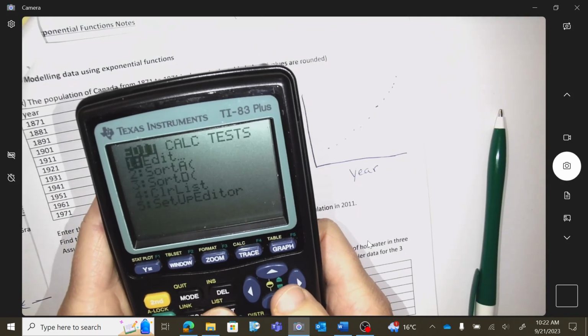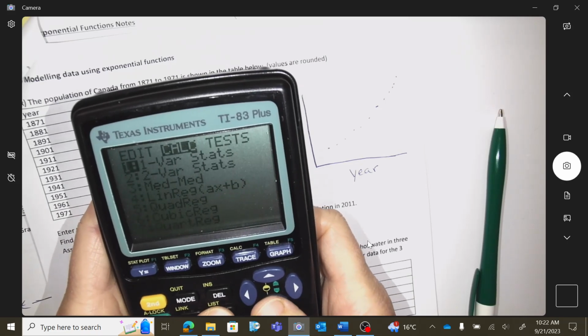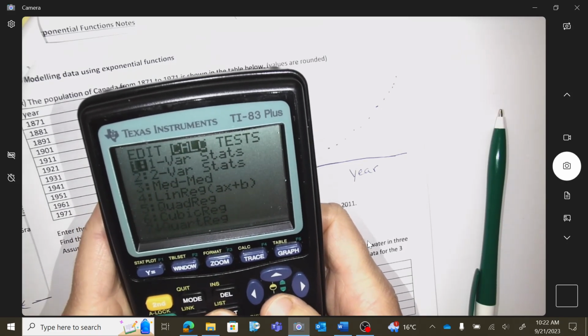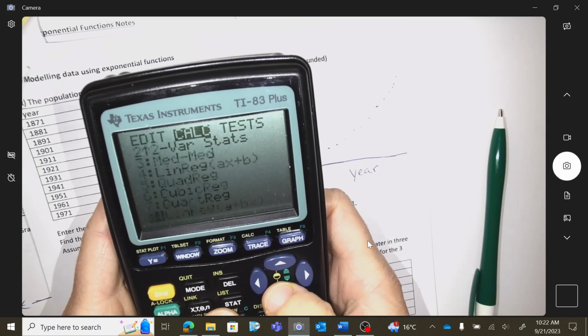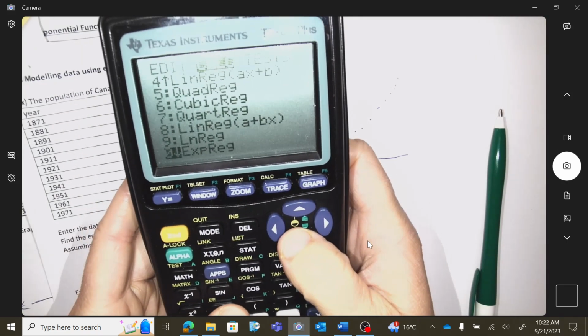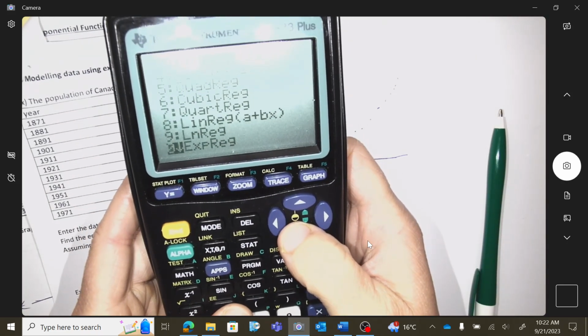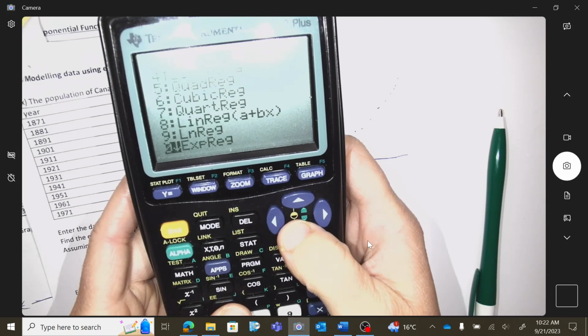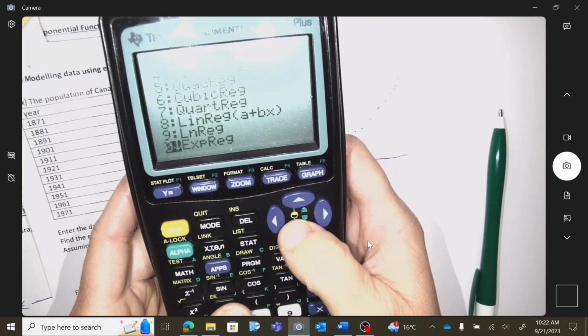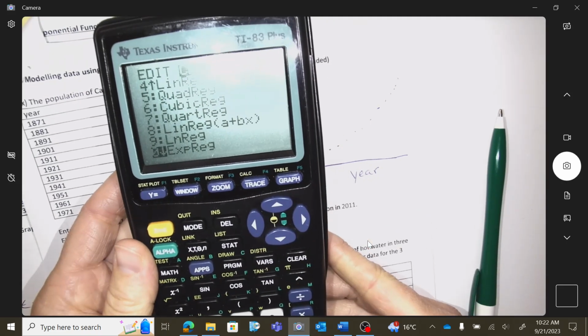So we do stat calculate. Now this is a new option. We haven't done it. So we are going to go to number 0 there. You see it? It says EXP. That's exponential. Okay?